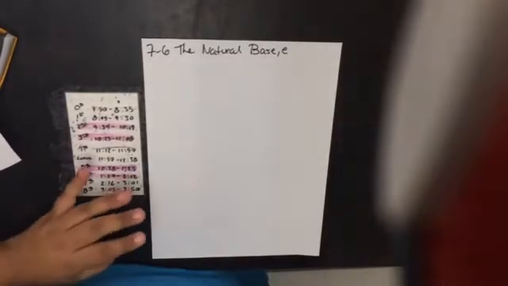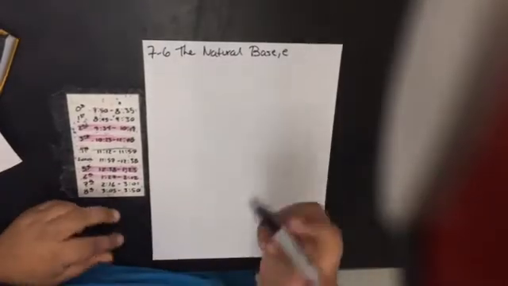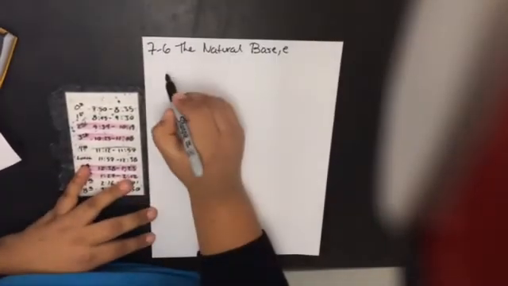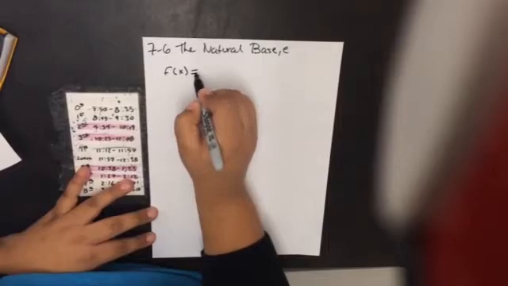7.6, the natural base e. In the previous sections, we talked about exponential functions and their graphs. Today, we're going to talk about the graph of f of x equals e to the x.